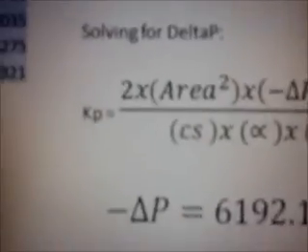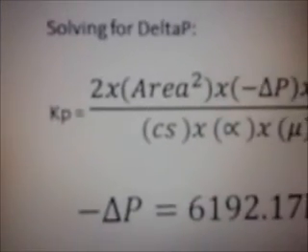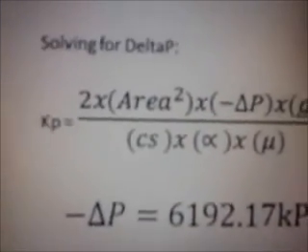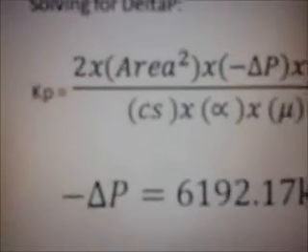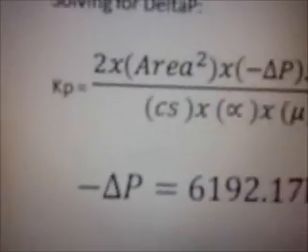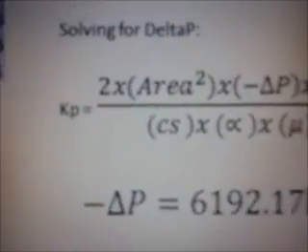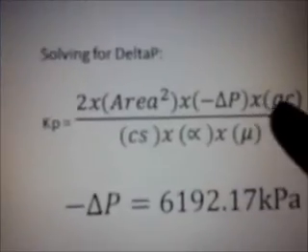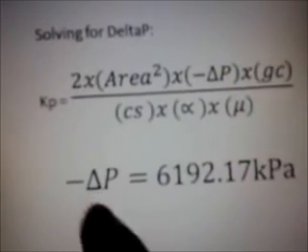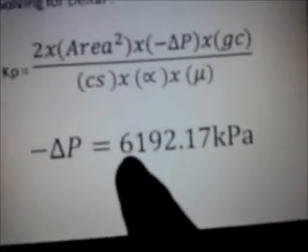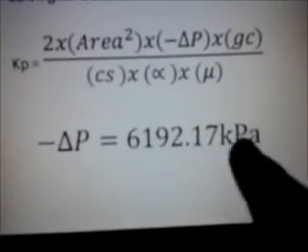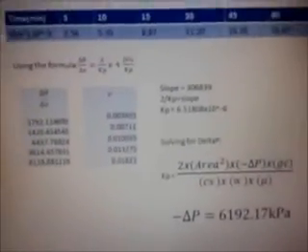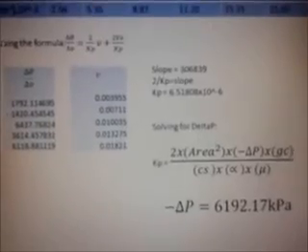So the formula is kp is equal to 2 times the area squared times delta P times G sub C all over Cs times alpha times viscosity. So all of that are given, and then just equate kp to this formula. So the value of P is 6192.17 kilopascal. And there you have it, the value of the pressure.